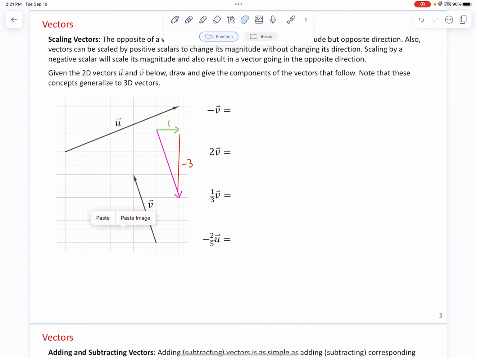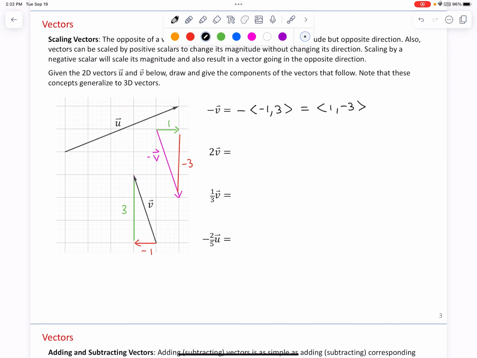Notice what vector v was. And we can see that the components of the opposite of v are the opposite of the components of v, suggesting that to compute negative v, we can do negative, followed by any version of our notation, including the angled brackets for vector v, and then essentially distribute the negative, thereby changing the signs of both components, giving us the components of the opposite of v.